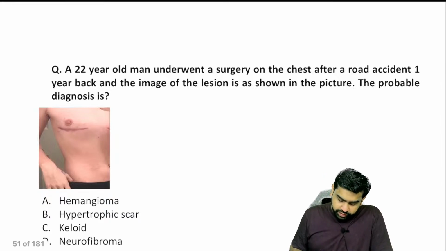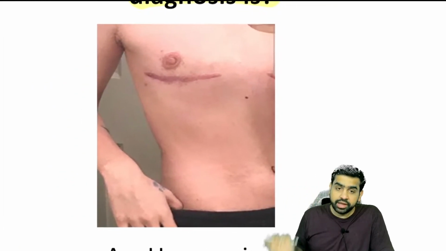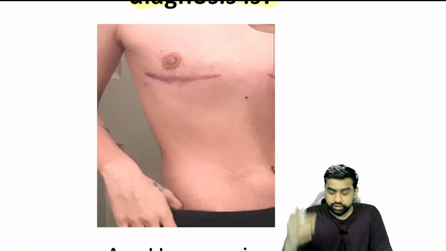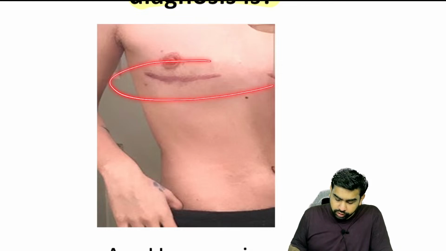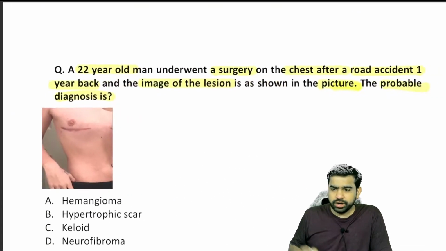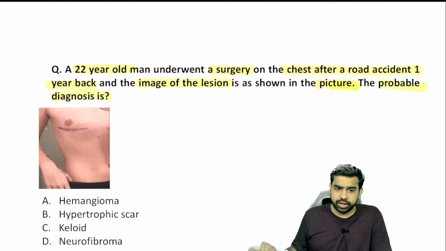One of the very, very simple questions: a 22-year-old male patient underwent a surgery on the chest after a road traffic accident 1 year back. The image of the lesion is shown in this picture. What is the probable diagnosis of this patient? Pretty simple, one of the simplest questions which can be asked to you. What is this? This is your hypertrophic scar.